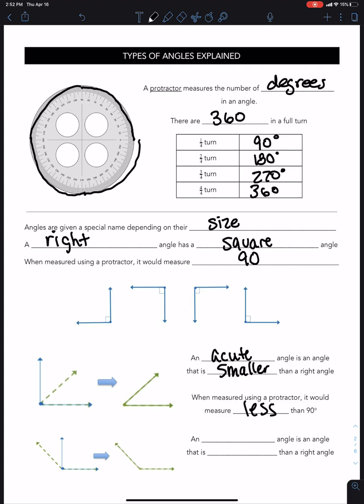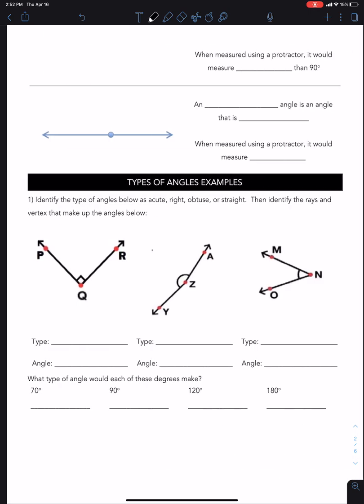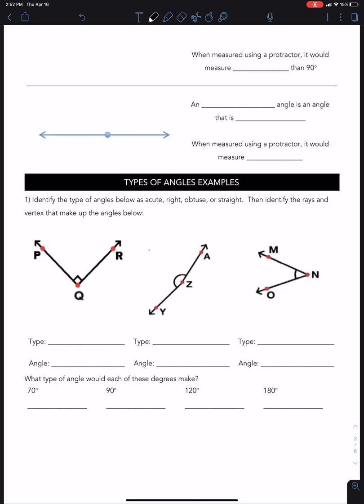Then we have obtuse angles. An obtuse angle is an angle that is bigger, larger than a right angle. And when measured using a protractor, it would measure more than 90 degrees, obviously. Then we have what's called straight angles. And a straight angle is an angle that is a line. It's basically a straight line. And when measured using a protractor, it would measure 180 degrees.